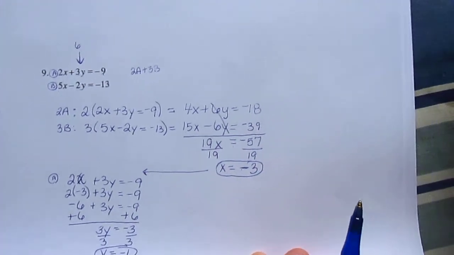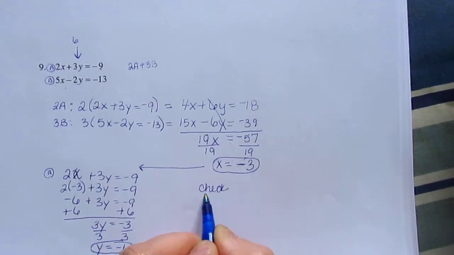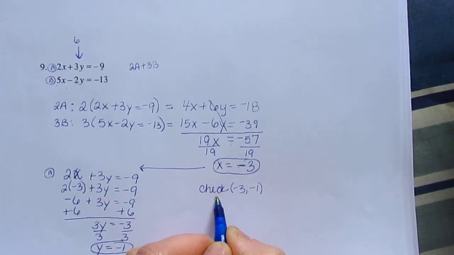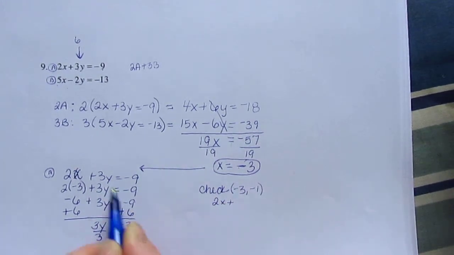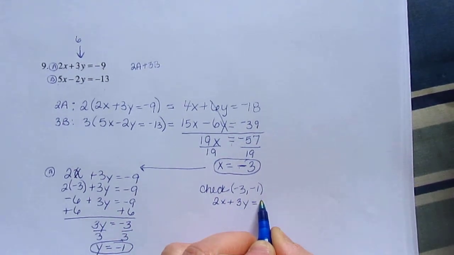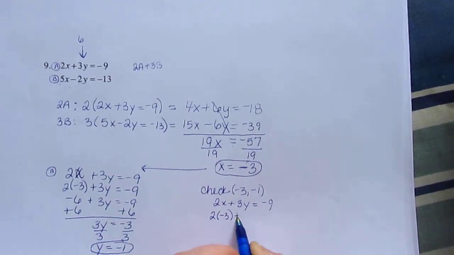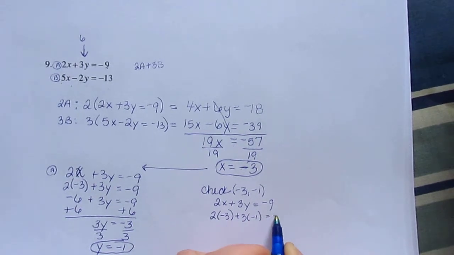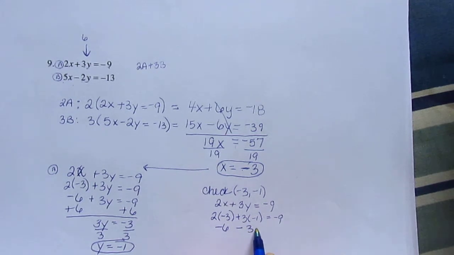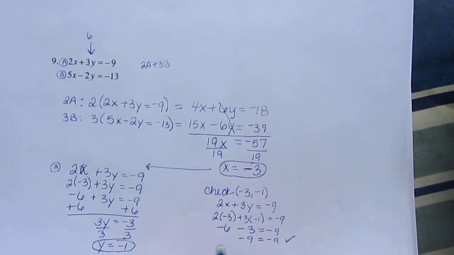Am I done? No, I need to check it. Let's check right here. Check negative 3, negative 1. The first equation is the one that's most likely to work since I used it in order to find y. But I'm going to go through the steps anyway. 2 times negative 3 plus 3 times negative 1: negative 6 minus 3 equals negative 9. Negative 9 equals negative 9. That one's good. Let's check the second one.